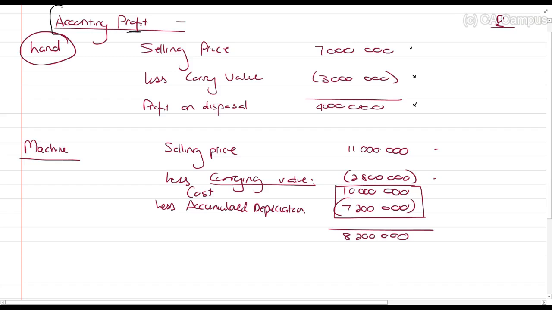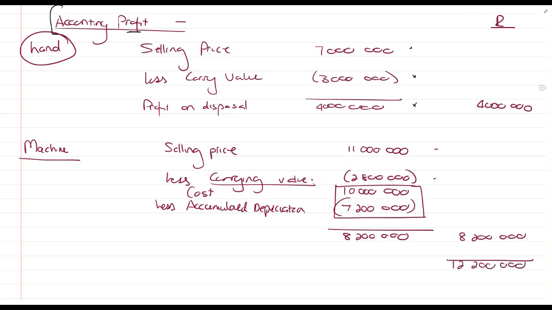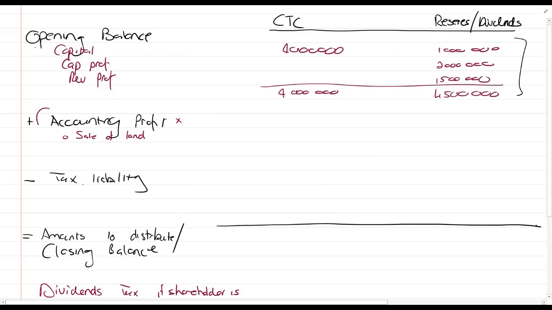So if this is just a calculation of the total, it'll be 4 million plus 8.2 million rands. That is what we would have in our income statement, our statement of comprehensive income, 12.2 million rands profit before tax. So guys, accounting profit, sale of land, sale of machine. Let me actually keep it split like that just to make it clearer for you. 4 million and 8.2 million. So the sale of the land, 4 million. Sale of the machine, 8.2 million. Now let's do the tax liability.